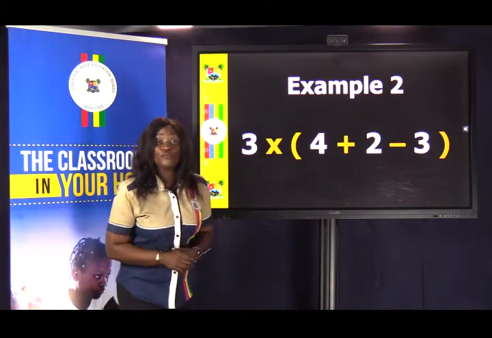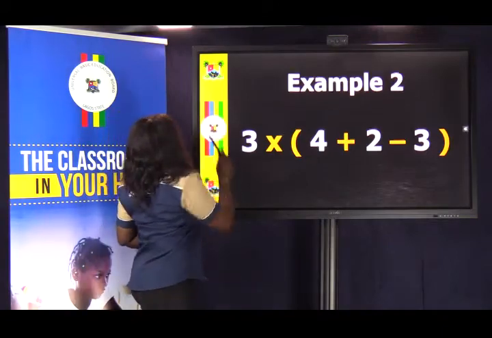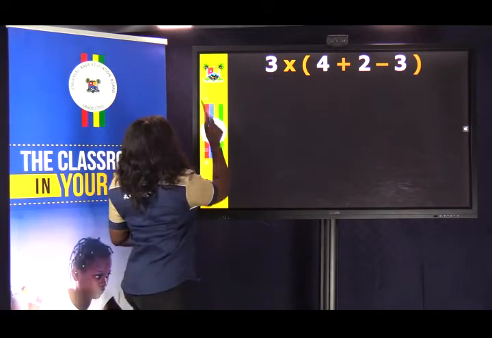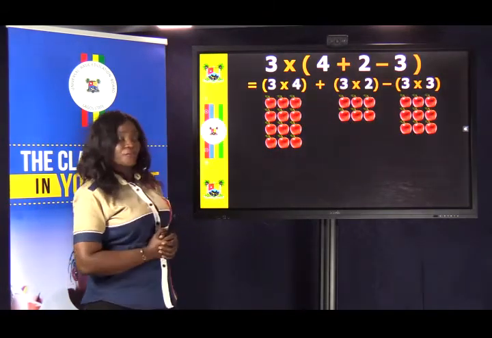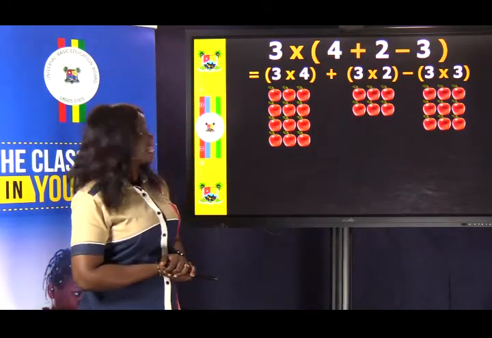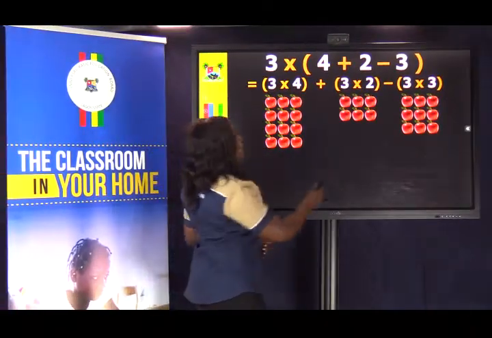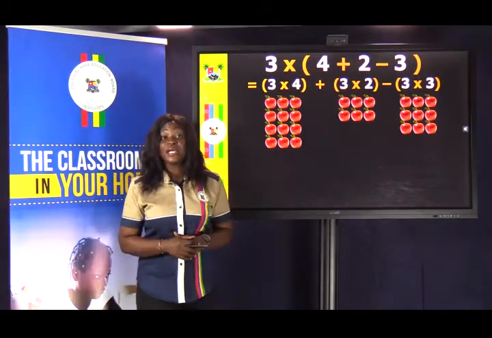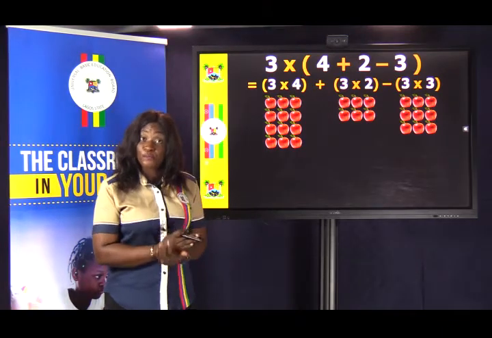Then take note of where your addition sign is and where your subtraction sign is. So we have 3 times 4 plus 2 times 3 minus 3 times 3. Don't forget to take note of the signs. Make sure you know where your addition is in the bracket and where your subtraction sign is. That is the only thing that can make you get a wrong answer if you don't place the signs properly.